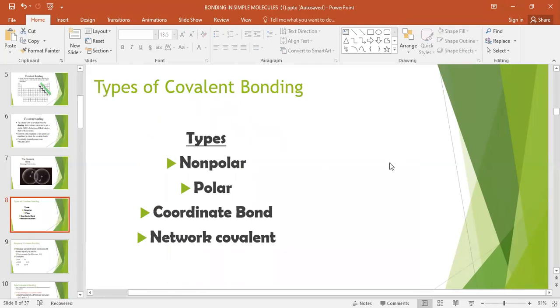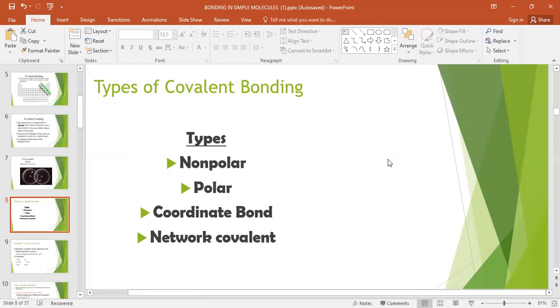Now, not these types of covalent bonding, single, double and triple; that is for grade 9. Now you are in grade 11, so we have more explanation. Instead of single, double and triple bonding, I am going to use non-polar, polar, network and coordinate. You need to pay attention because this one is new for you. As I mentioned, the types are non-polar, polar, coordinate bond and network bond.